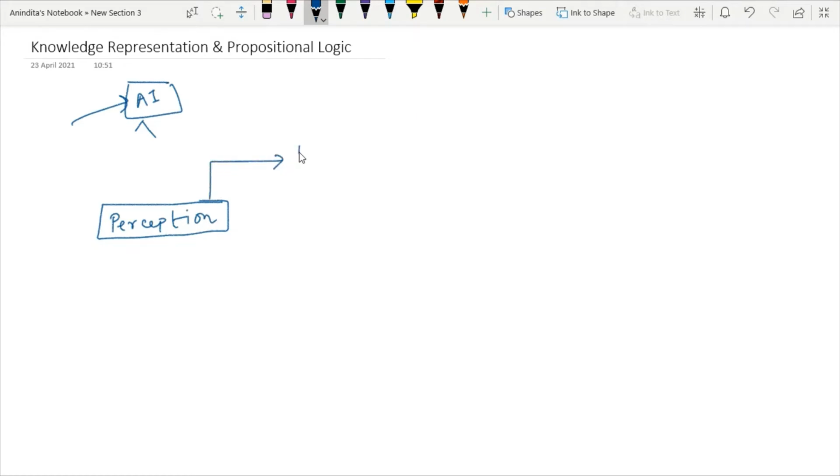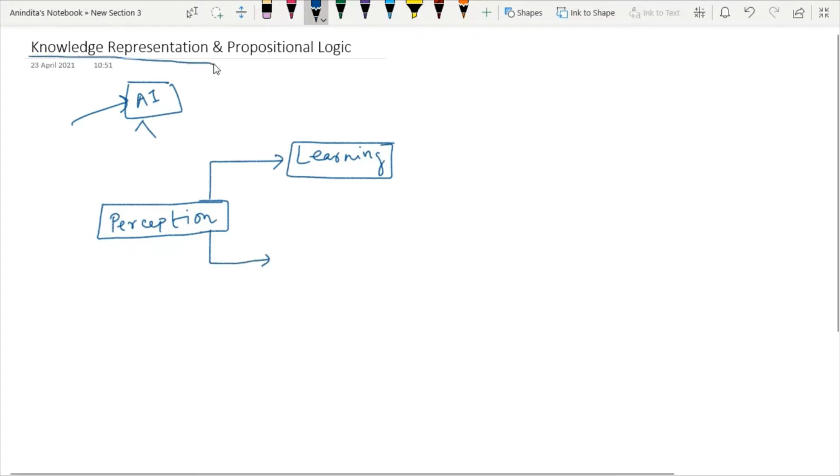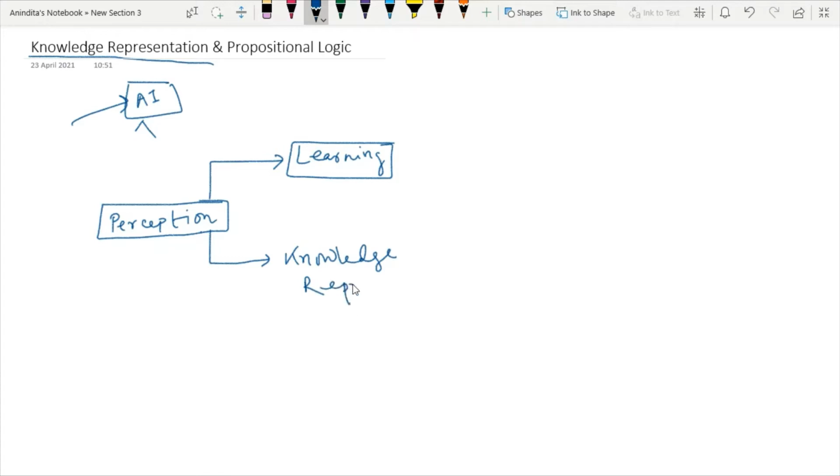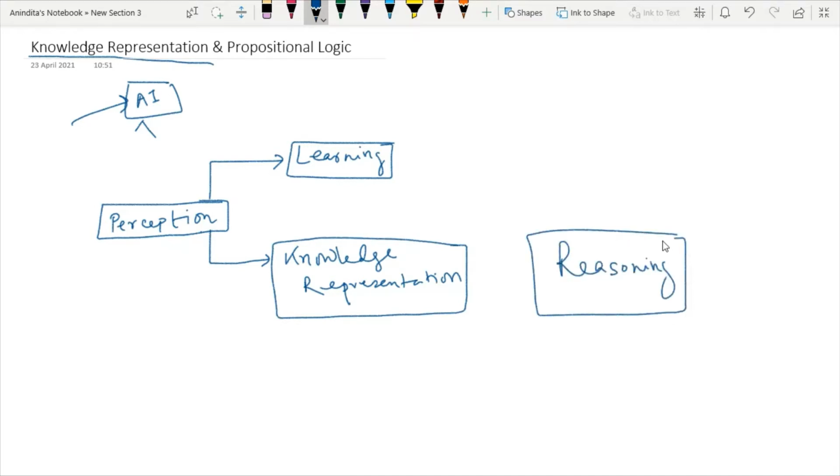And the second component is known as the learning component. And the third component, which is our today's topic of discussion, is known as the knowledge representation component. Now the next component is known as the reasoning component. And between the knowledge representation component and the reasoning component, we have a bidirectional arrow. Why? I will explain it.